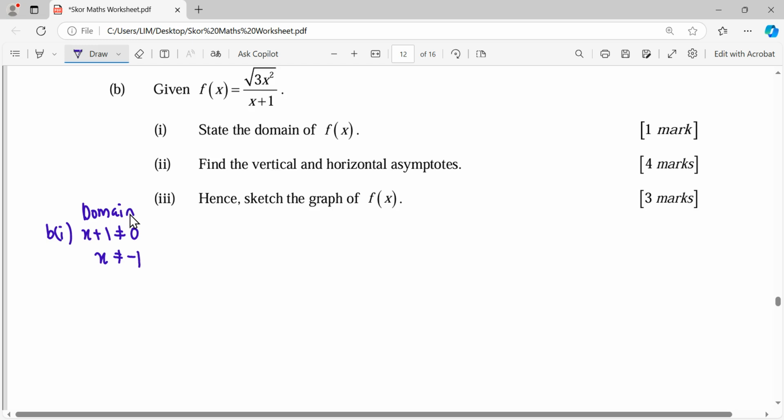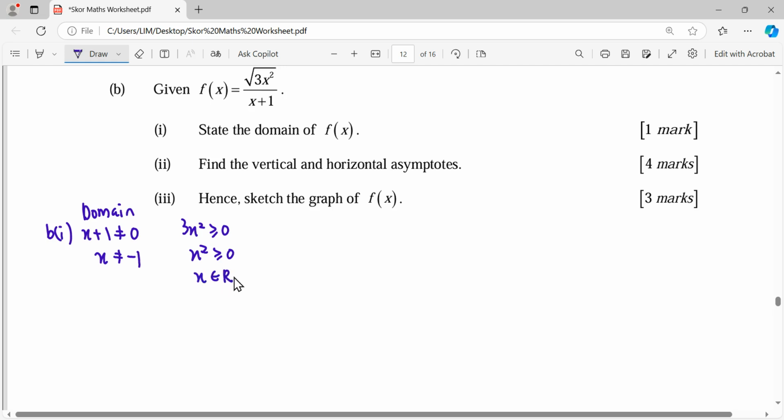And then beside that, we have a surd function. So under the surd, it has to be more than or equal to 0. So x squared is more than or equal to 0. So whatever value of x you substitute here, it will be more than or equal to 0. So this x will be all the real numbers.